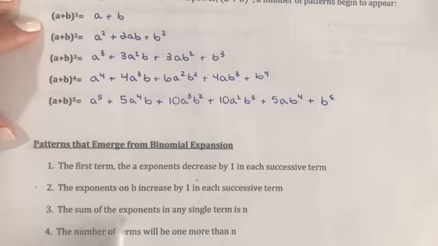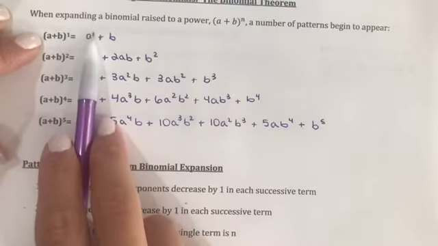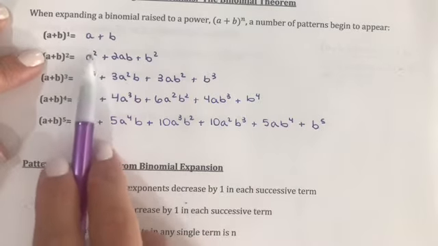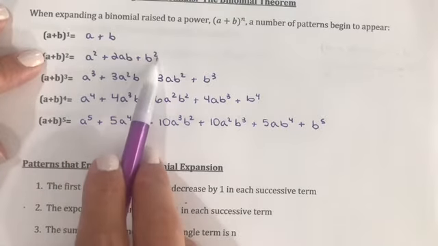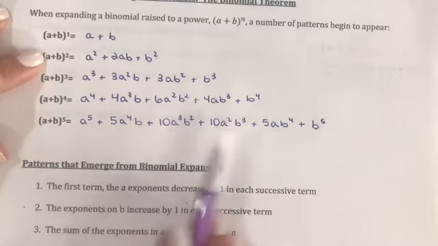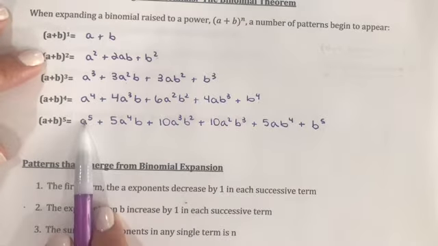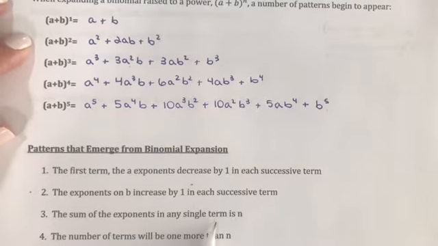The sum of the exponents in any single term is n. So n is the power, right? So n was my power. Notice the power of this term, the degree is 1, the power is 1. Here, the power is 2. If I add up the degrees here, 1 plus 1 is 2, and then I have 2. Let's jump down here. 4 and 1 is 5. 3 and 2 is 5. 2 and 3 is 5. 1 and 4 is 5. So in any single term, the total power is going to be 5 when we add up the exponents.